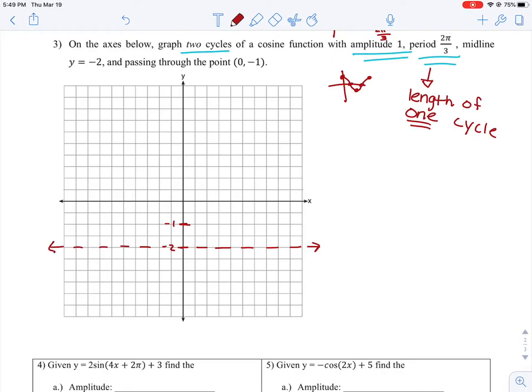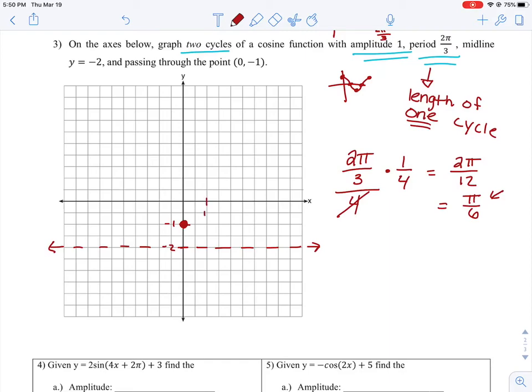And I know that I have this point at (0, -1). Now, if you wanted to set up all of your critical values on the axes, I could do 2 pi over 3 and divide that by 4. When I divide by 4, that's the same thing as multiplying by 1/4. When I do this, I get 2 pi over 12, which is equal to pi over 6. This is what I'm going to now count my x-axes by.